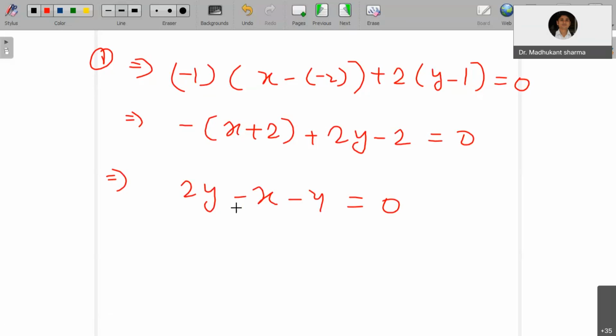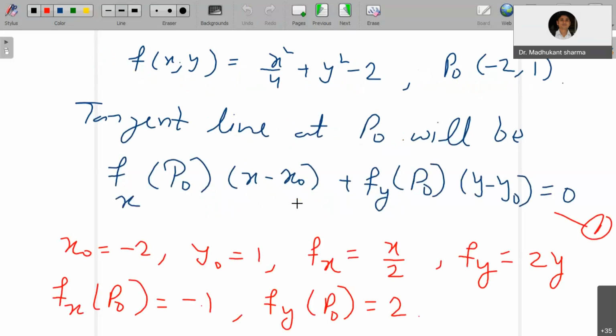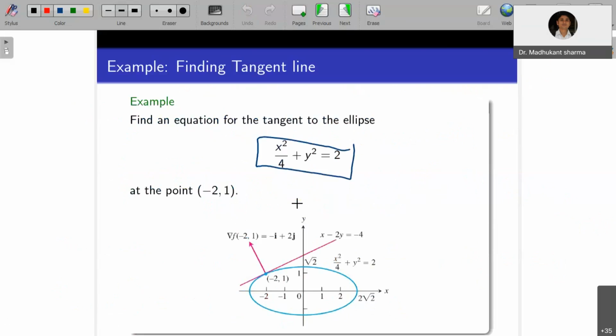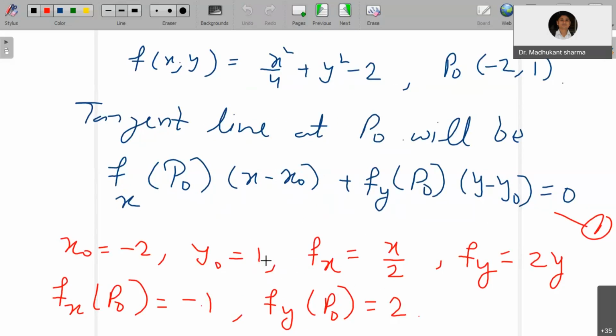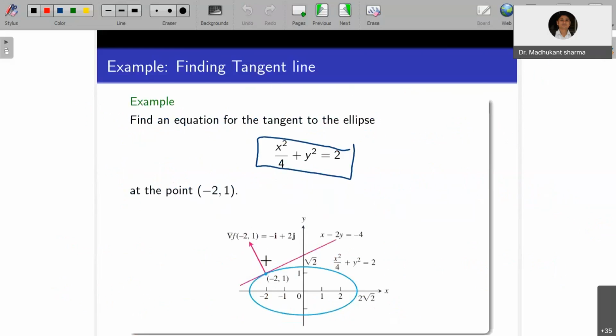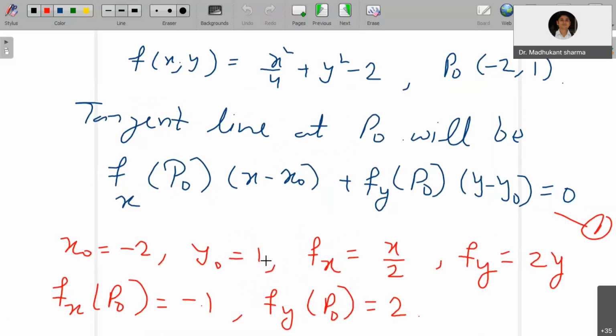You can verify this: dy by dx is nothing but minus 1 by 2. So you have all the information. I think grad f at (minus 2, 1) is, yes, right, minus i plus 2j. Do you have any questions?